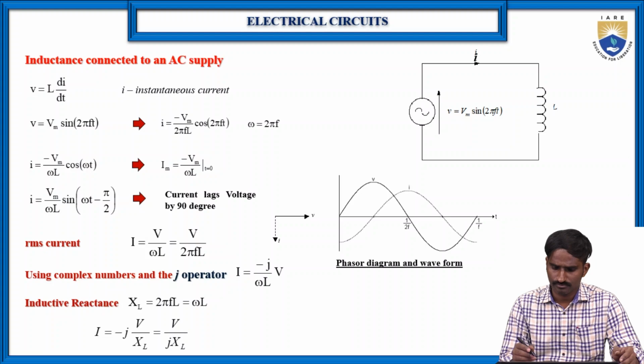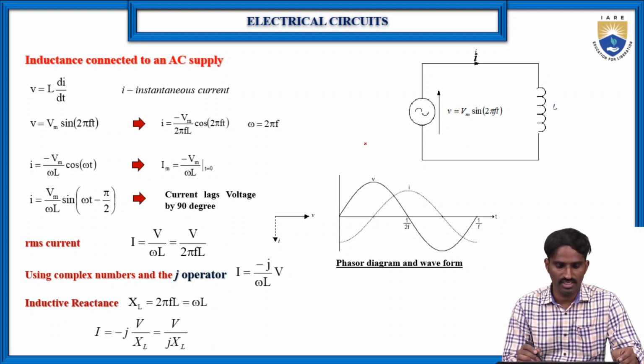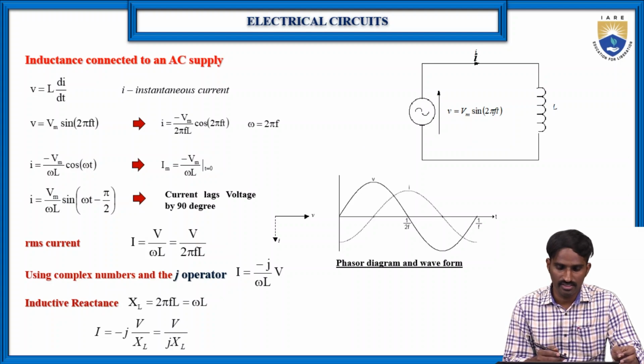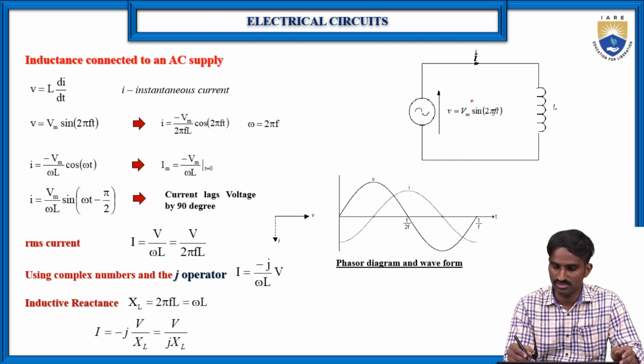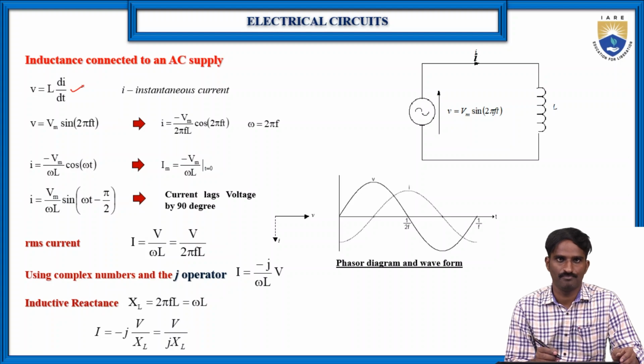Similarly, we apply an AC voltage across the pure inductor, where v is equal to Vm sine 2 pi ft. Let us consider i as the instantaneous current. As we know already, the voltage across this particular inductor, because it is connected across this source, is v equal to L into di by dt.